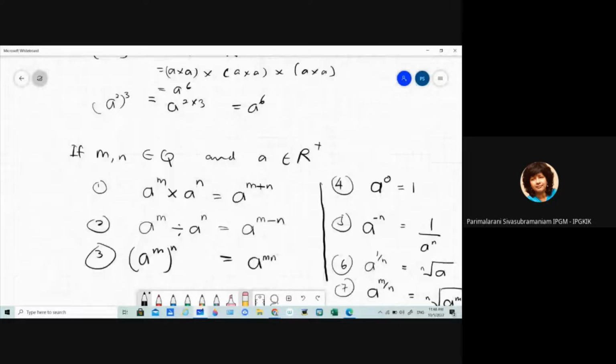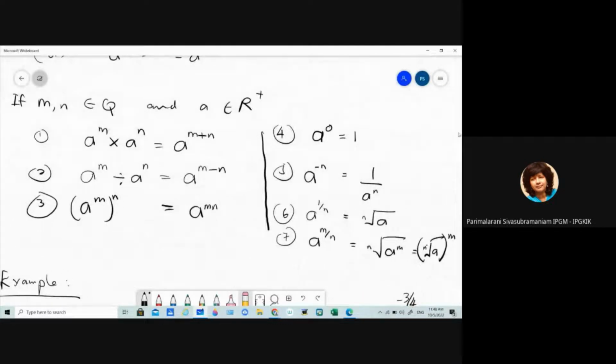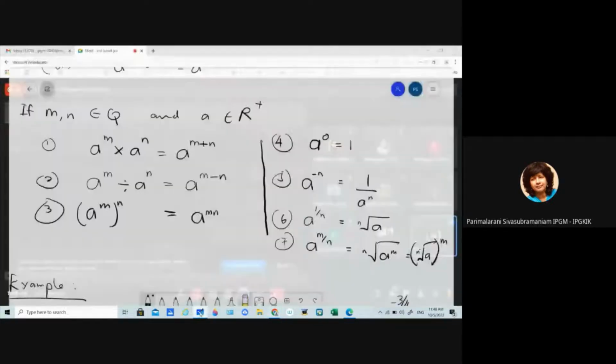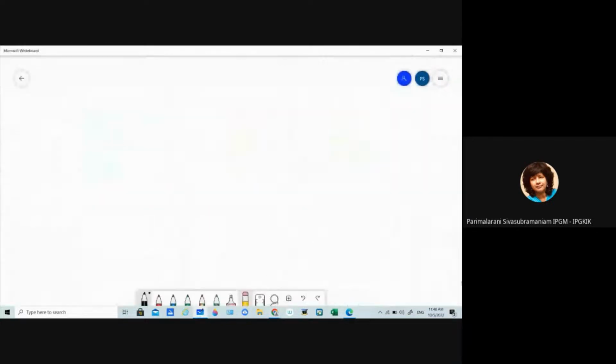Okay. So these are the laws of exponents that you must remember. If you remember this, you can solve any question. Okay, so now we are finished with power and exponent. Oh, sorry. So now we're going to continue with logarithm.